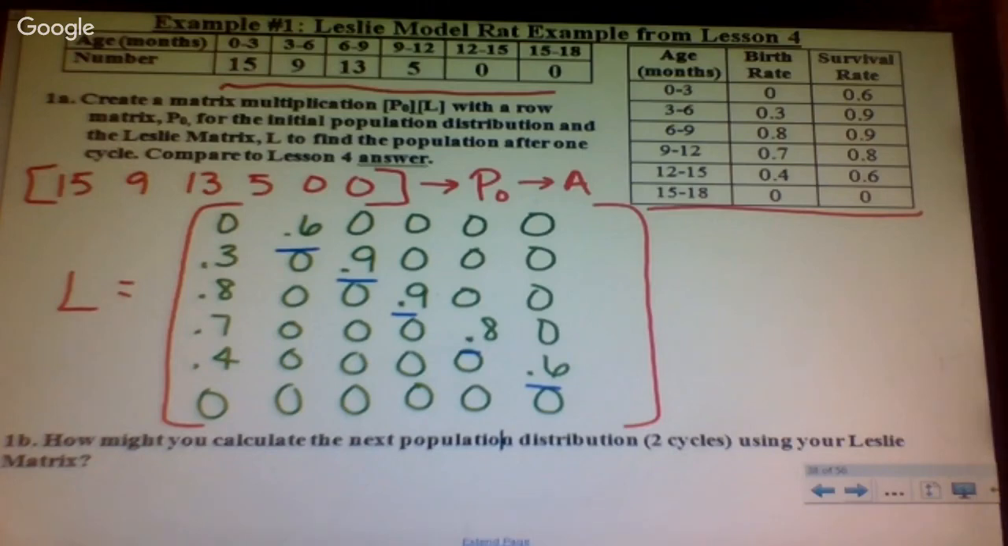Go ahead and finish the questions that fit with this. So enter these both into your calculator. So we can do 1B, 1C, and 1D.